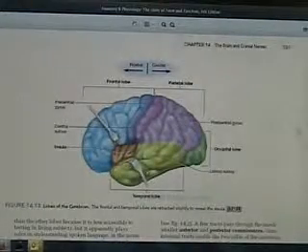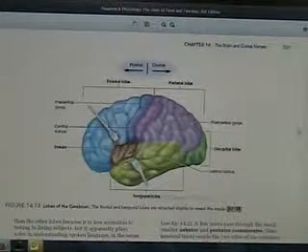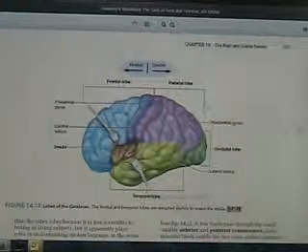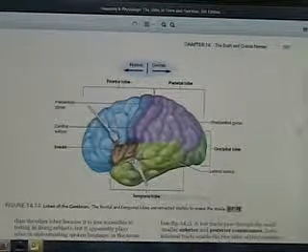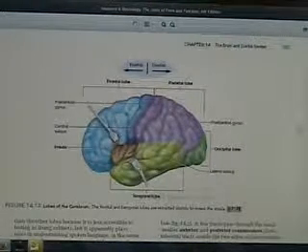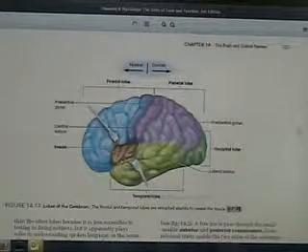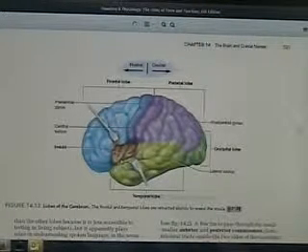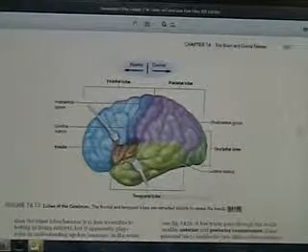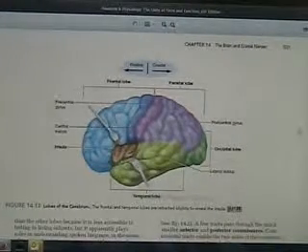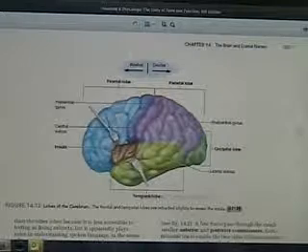Oh, here's another one. Here's another way to look at it. Right? That's pretty. And if you see here, they're resecting the insular area here. Okay, sorry for the many interruptions.